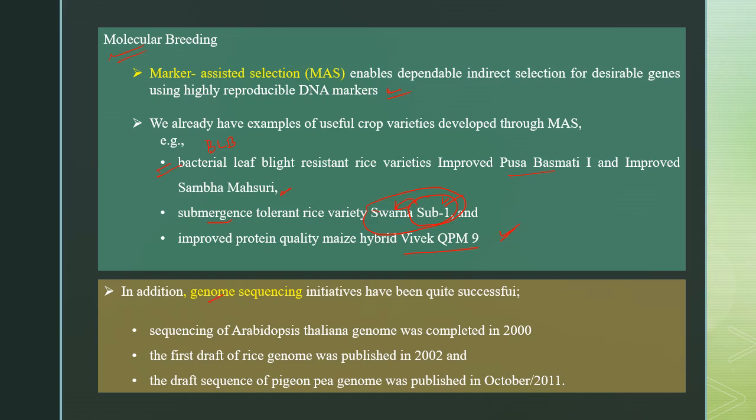In addition, genome sequencing is also one of the components of molecular breeding, in which we have gained so much success. The sequence of Arabidopsis thaliana was done in 2000. In case of rice, the first draft was published in 2002. In case of pigeonpea, it was done in 2011.